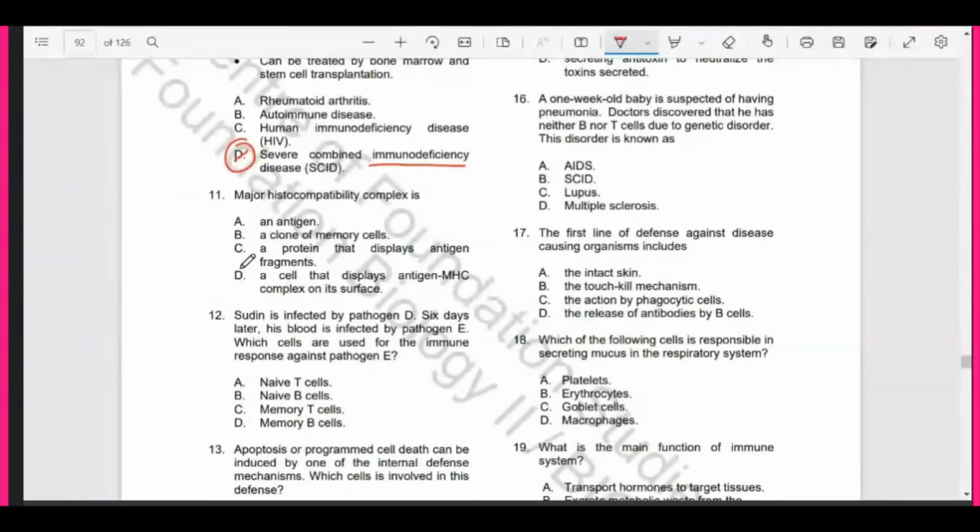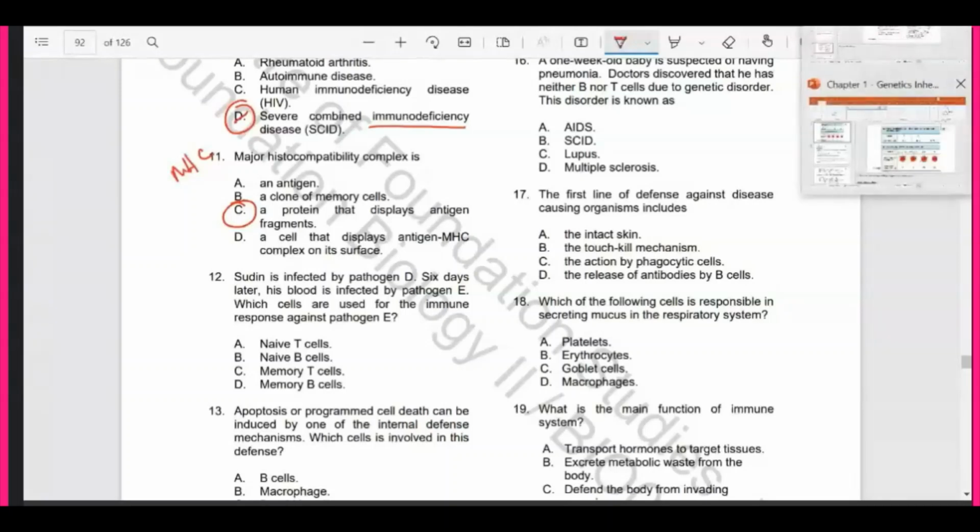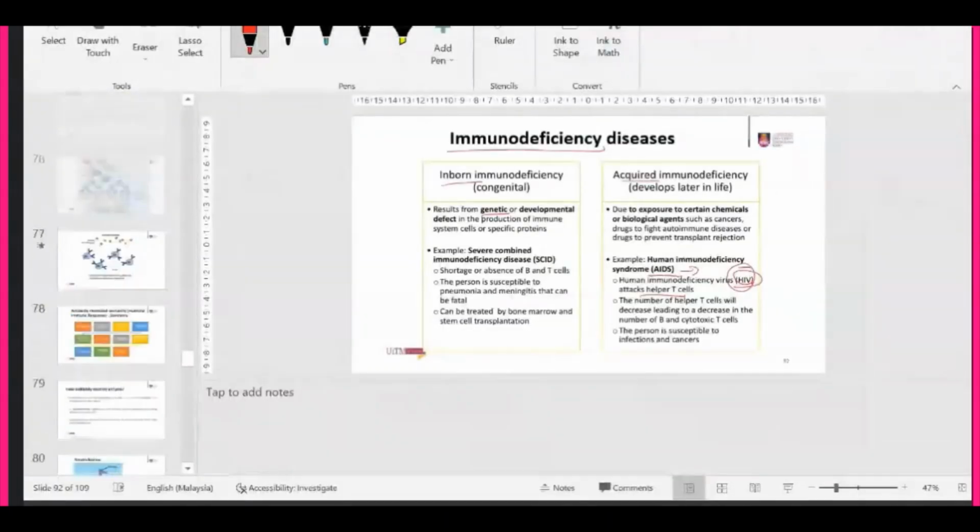Okay, number 11, Alice. Major histocompatibility complex is a protein that displays antigen fragments. Saya confuse antara C atau... Okay. MHC. Awak jawab apa tadi? C kan? C. Okay. Major histocompatibility complex ni, siapa punya? Host cell ke ataupun the pathogen? Host cell.